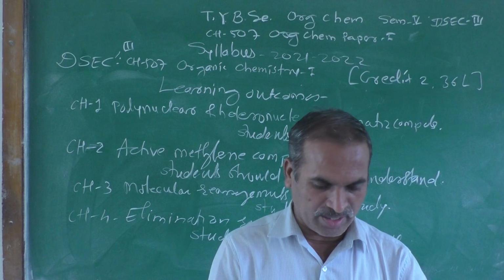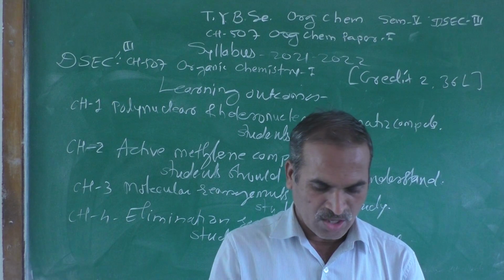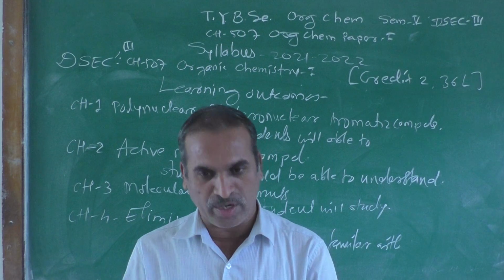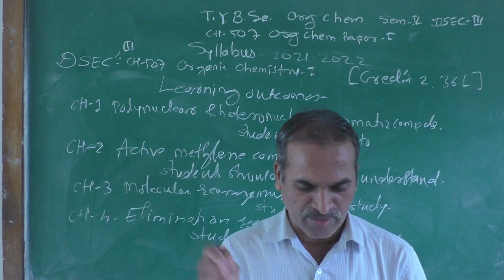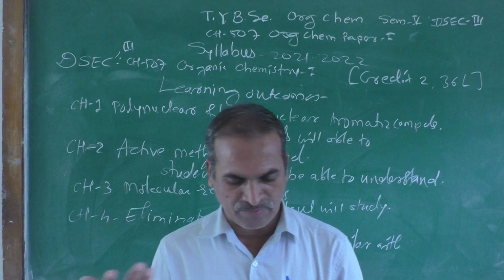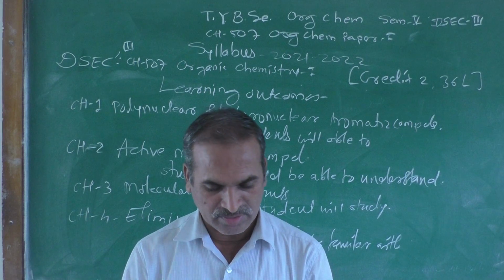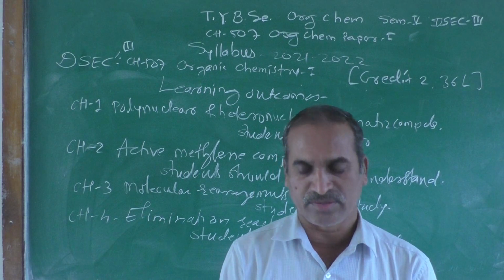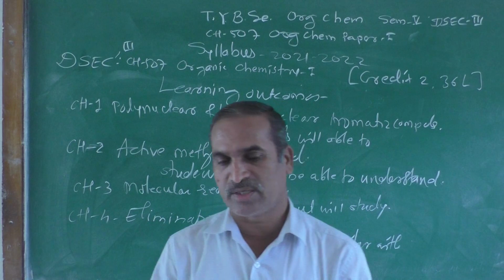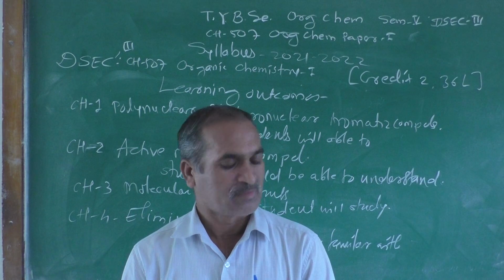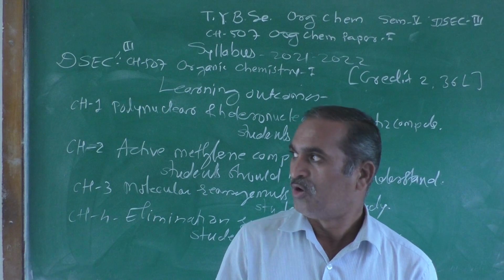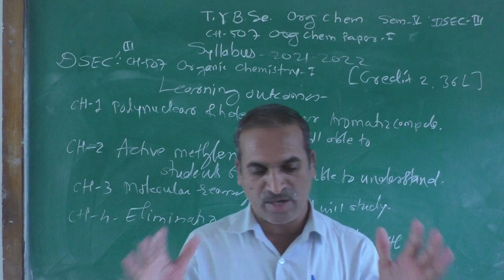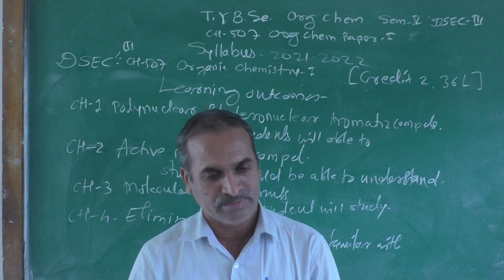Students should be familiar with Hofmann and Saytzeff orientation. And number 6, students should be familiar with the effects of different factors on the rate of elimination reactions. I think these are the learning outcomes of each chapter that we have discussed here.